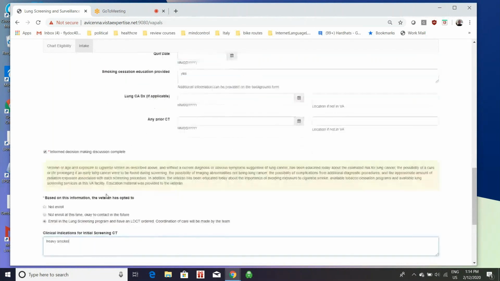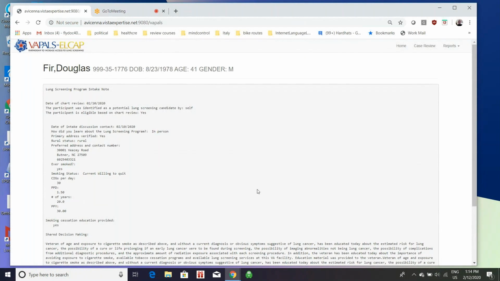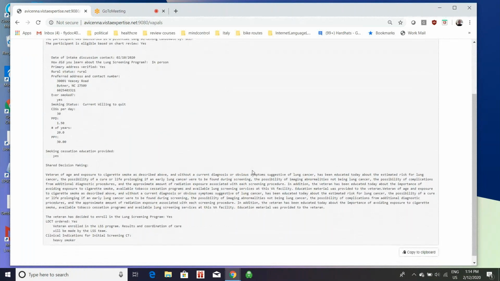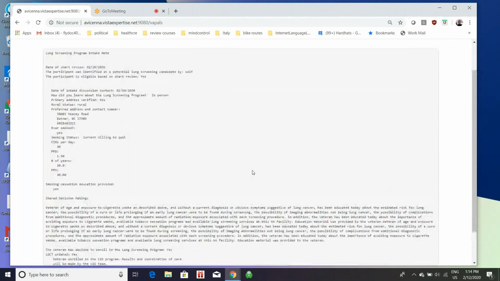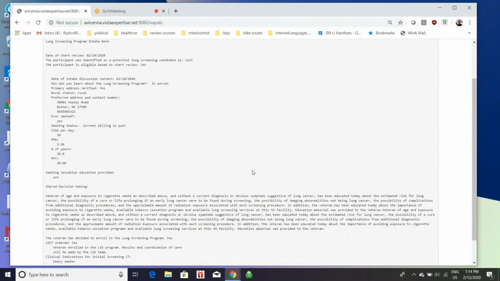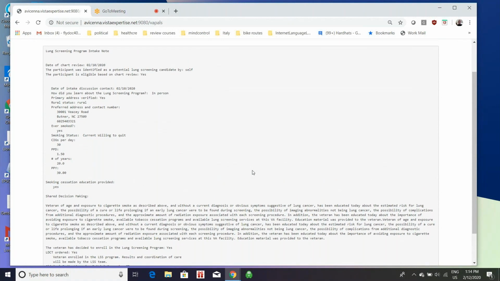subsequent forms as we fill them out. And we can submit the application or the form. And this is the actual note itself. And this note is designed to go into Vista or any other electronic health system.